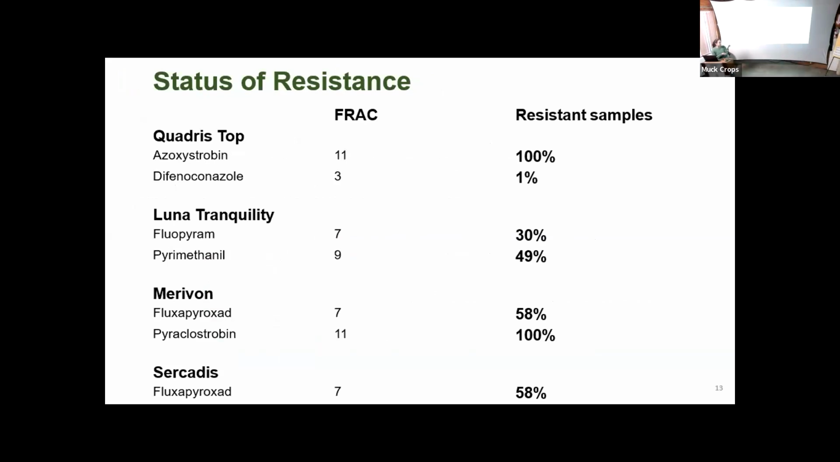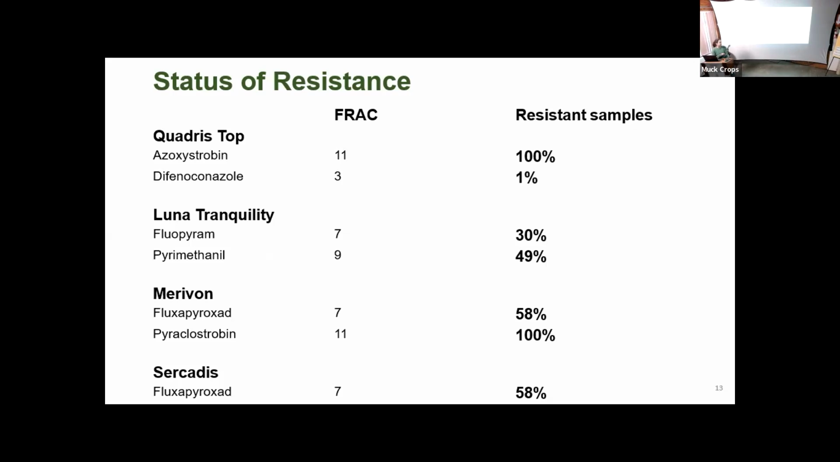So this slide is just showing the level of resistance to some of the common products and active ingredients since we've last assessed them. So the last time we assessed oxoxystrobin, which is in Quadristop in 2023, we've seen that all of the samples we've collected have been resistant to this active ingredient and all the others in the group 11 fungicides. So we aren't really seeing any efficacy with those products anymore. We did see low levels of resistance to difenoconazole, but that hasn't been assessed since 2019, so that's something to keep in mind.